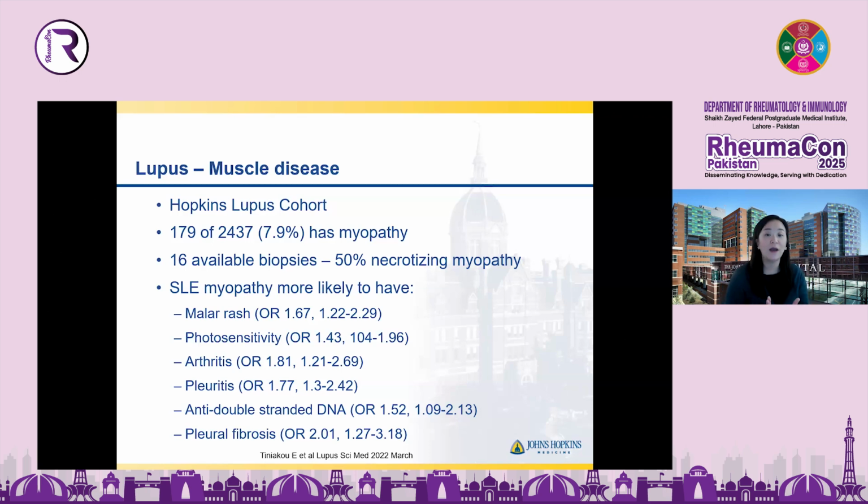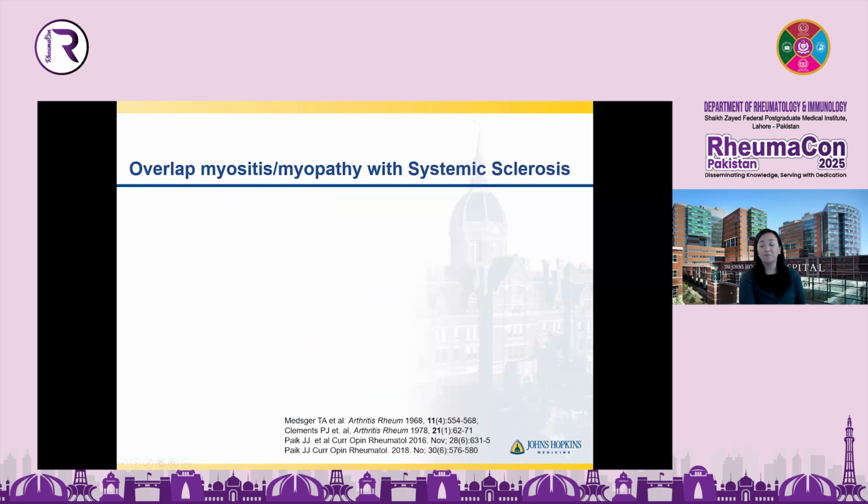In these patients who had myopathy, what was the clinical phenotype? In the lupus registry, it's very well defined because Dr. Petri captures all of the SLICC criteria. So they were able to say that patients with SLE myopathy were more likely to have a malar rash, with an odds ratio of 1.67, photosensitivity, arthritis, and pleuritis. Interestingly, if they were double-stranded DNA positive, they were also more likely to have a lupus myopathy, and pleural fibrosis, which I thought was quite interesting. So that's the most up-to-date data I have for our Hopkins lupus cohort and what lupus muscle disease can look like.